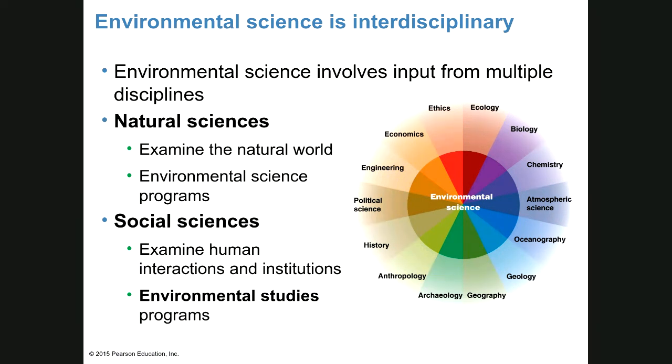So you're going to see that you've got your sciences on the right-hand side, from ecology, chemistry, how about atmospheric science, geology? And then on the left-hand side of the graph, you see some engineering, which is an applied science, but you also see humanities like ethics, social sciences like economics and political science, history, anthropology, archaeology, and geography. So when we think about the environment, we're not just taking a look at right here, right now.